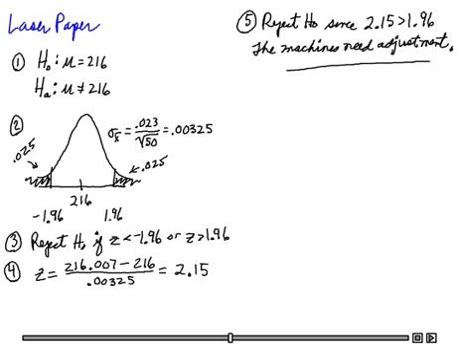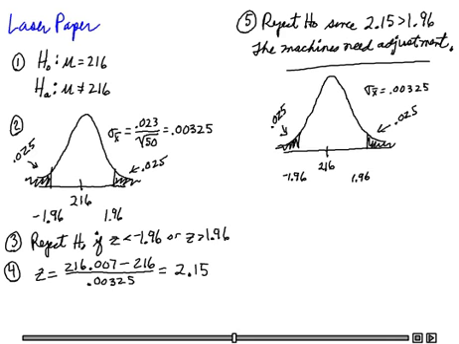Now let's go ahead and run this test using a p-value. Now we have 2.15 as our test statistic, and that is greater than 1.96. So our sample average at 216.007 is somewhere up here on the top end of this distribution. We are going to calculate the probability of getting anything less likely than this on the upper end.